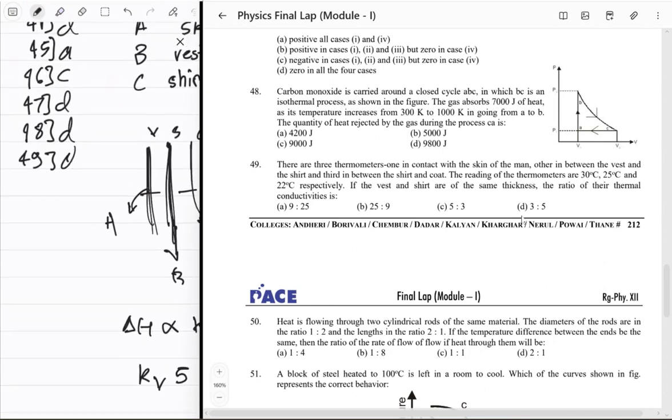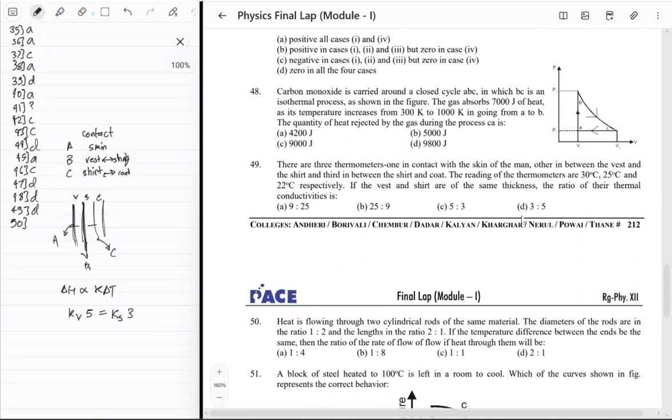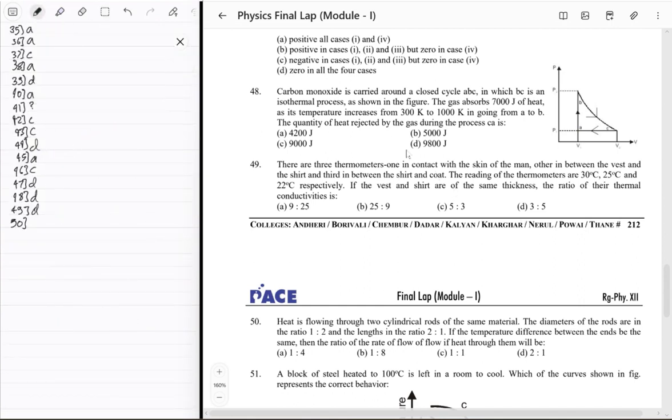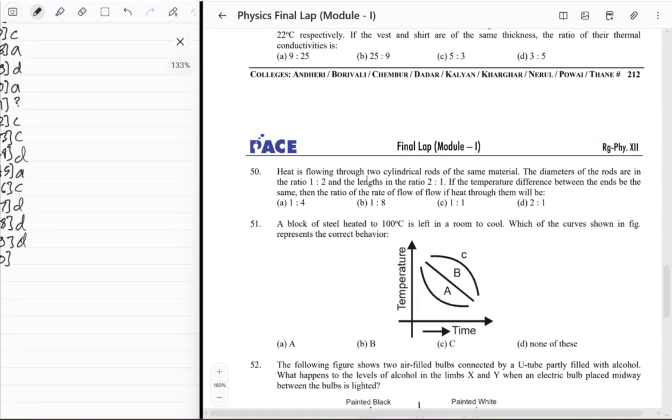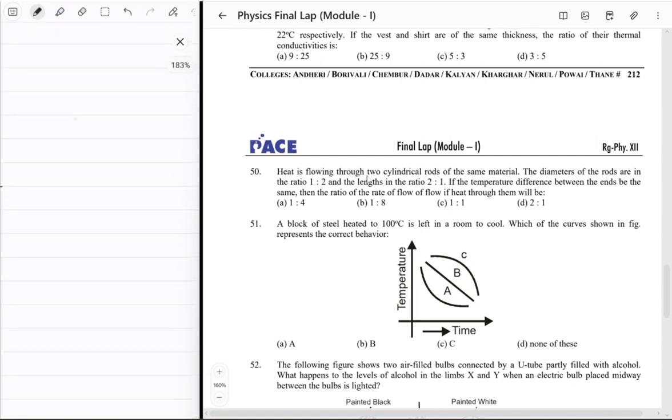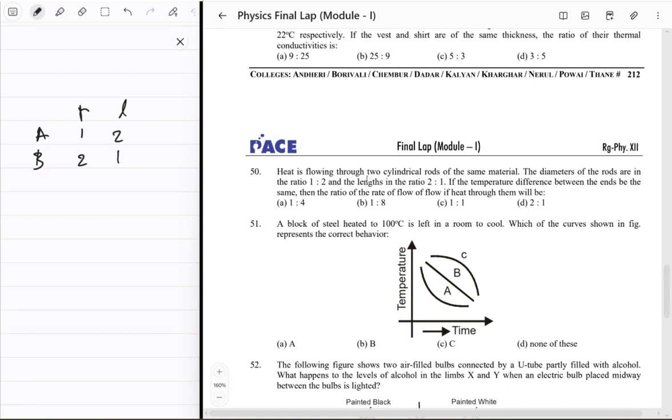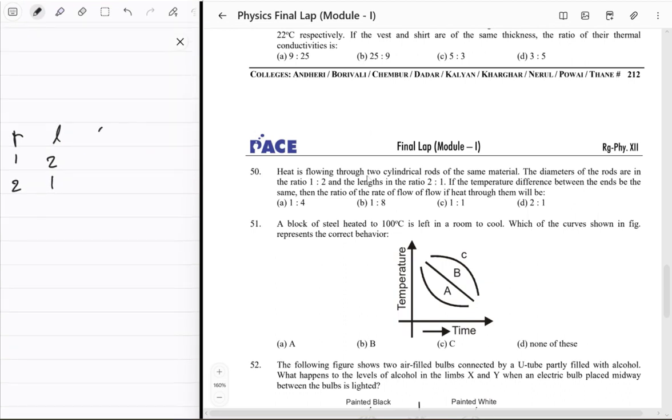Next question. 50. Heat is flowing through two cylindrical rods of the same material. The diameters of the rods are in the ratio 1:2 and lengths are, okay, so rods A और B बोल देते हैं. Diameters में भी radii basically कुछ इस ratio में. Right, so radii are in the ratio 1:2. Lengths are in the ratio 2:1. If the temperature difference between the ends be the same, so delta T 1:1.